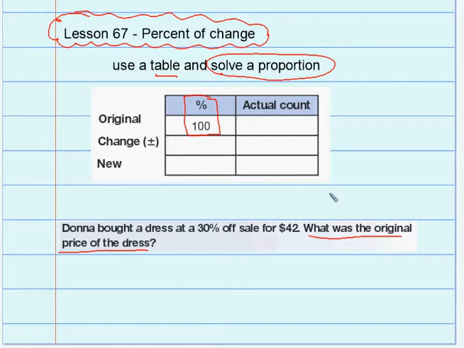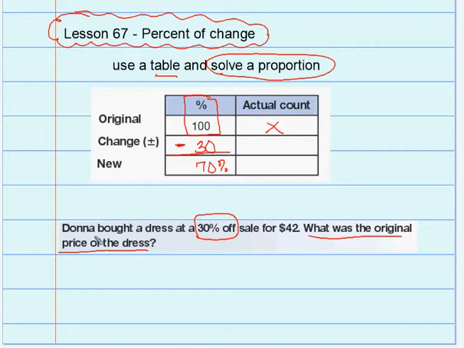Since I need to solve for the original price of the dress, I know the original actual box is going to have my variable. I need to fill in the information about the sale. It's a 30% off sale. So that's going to be a discount, minus 30%. And I'm going to actually perform that calculation right here, giving me a new percent of 70, because 100 minus 30 is 70%.